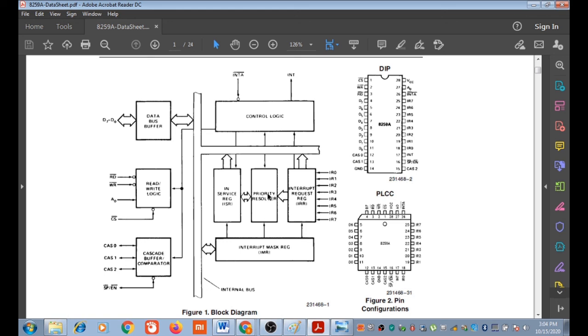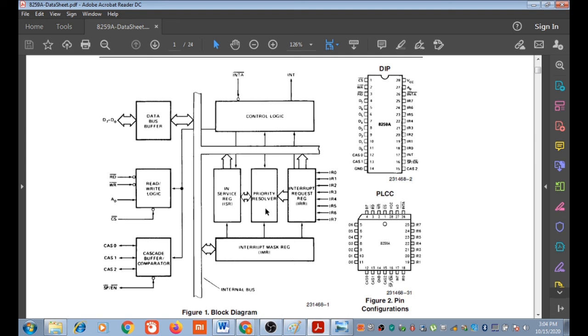Next is priority resolver. This logic block determines the priorities of the interrupts set in IRR. In 8259A, during the service of an interrupt request, if another higher priority interrupt becomes active, it will be acknowledged and the control will be transferred from lower priority interrupt service to higher priority interrupt service.